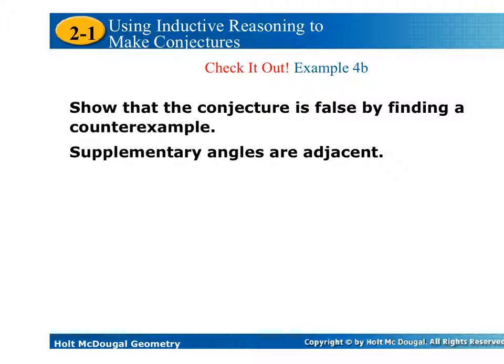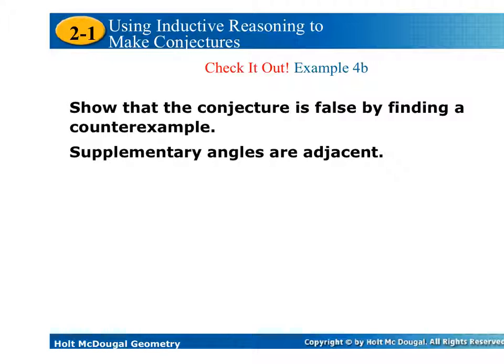Show that the conjecture is false by finding a counterexample: supplementary angles that are adjacent. What are supplementary angles? Two angles that add up to 180. What are adjacent angles? Next to each other, so they share a side. So we need two angles that add up to 180 that don't share a side.